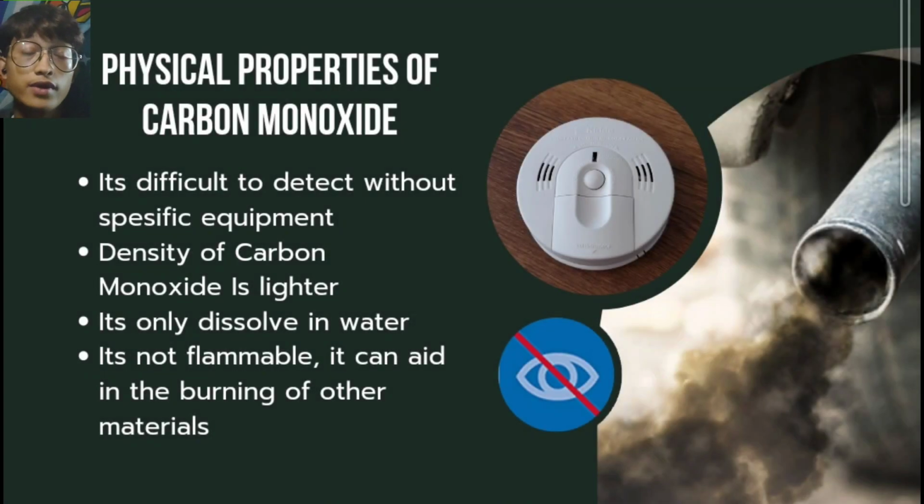Okay, for the next slide: physical properties of carbon monoxide. The density of carbon monoxide is lighter, and it's difficult to detect without specific equipment. It is only slightly dissolved in water, and it's not flammable, but it can aid in the burning of other materials. So it means it can help other materials burn faster.